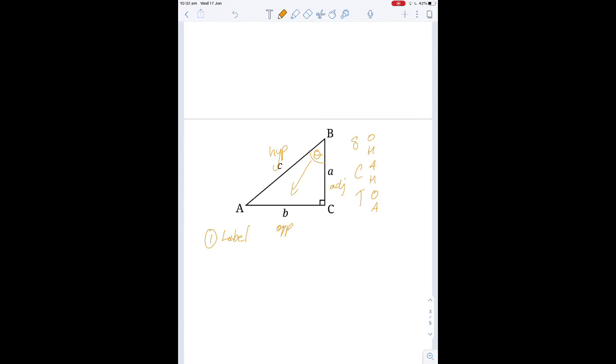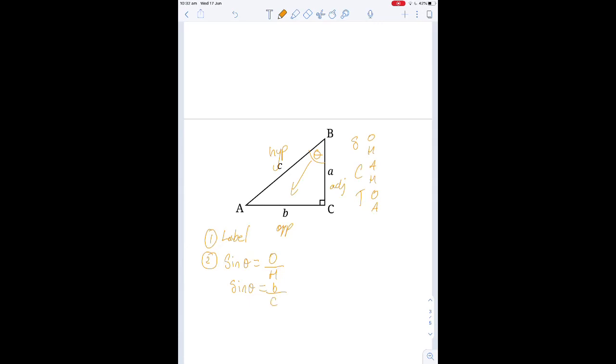So now I've labeled it, I can then use the appropriate ratio. In this case, I'm doing all of them. So let's do sine of theta, which is opposite over hypotenuse. Sine of theta is opposite. Where's opposite? It's B over C.